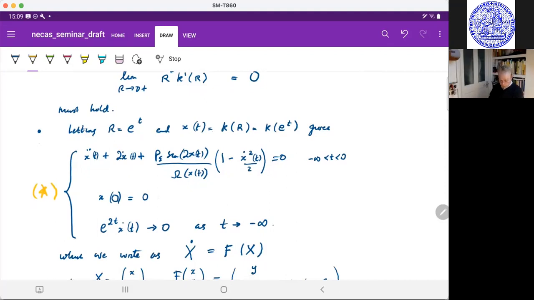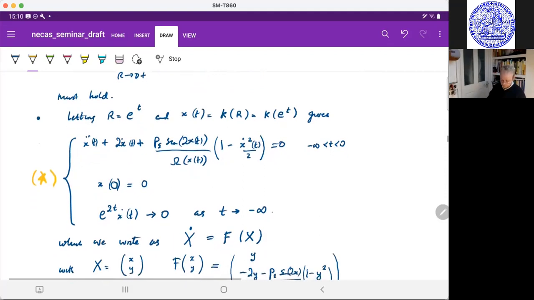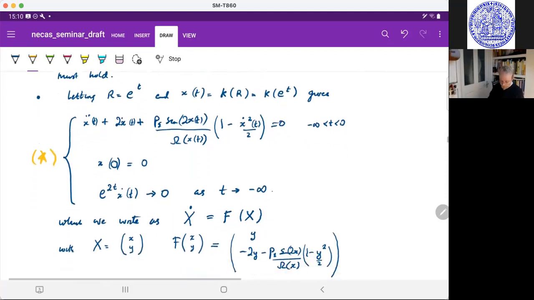The boundary conditions also change or transfer, but they are perfectly manageable. So we write the system in the traditional way as x dot equals f of x, where x is a vector, say x, y, and f is given by that expression there. It just comes from rewriting it in a standard way. And then we look for solutions in this context instead. So the aim now is to try to solve the problem marked with an orange star.